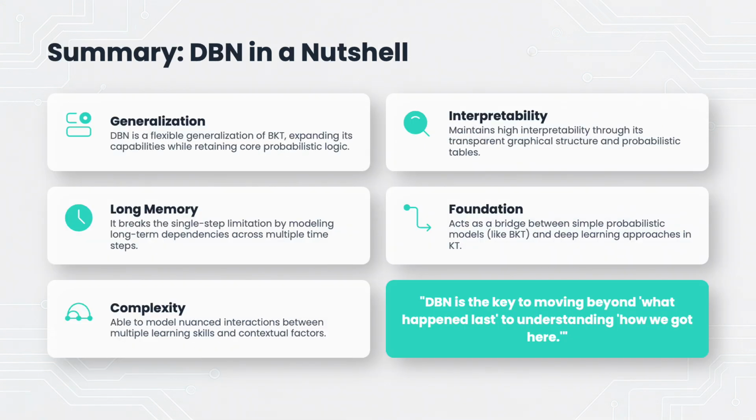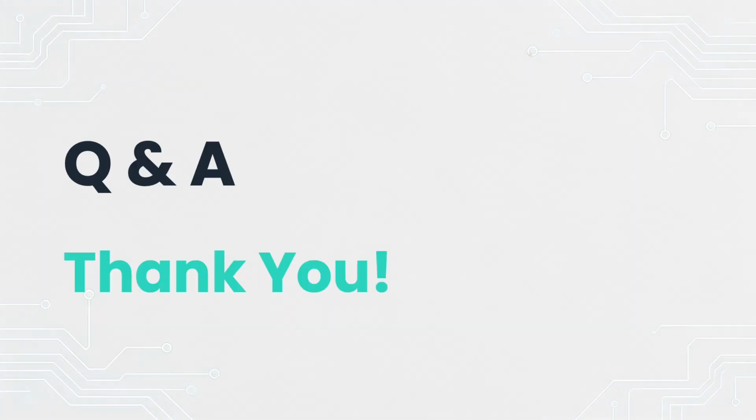So, to wrap up, DBN is a powerful generalization of BKT. Its superpowers are its ability to model long-term memory and complex interactions between different skills and factors. Despite this increased power, it remains highly interpretable. Think of DBN as the crucial stepping stone that bridges the gap between simple, interpretable models like BKT and the deep learning models we'll explore in future videos. It's the key to understanding not just what happened last, but the entire journey that led to the student's current state. That's all for today's deep dive into dynamic Bayesian networks.